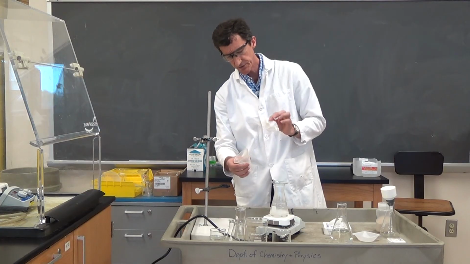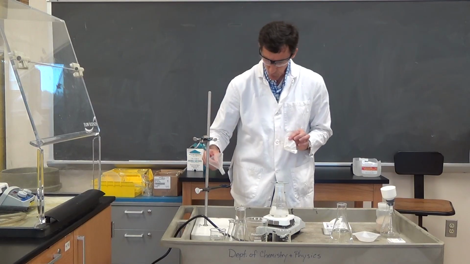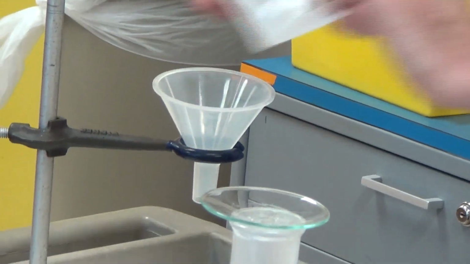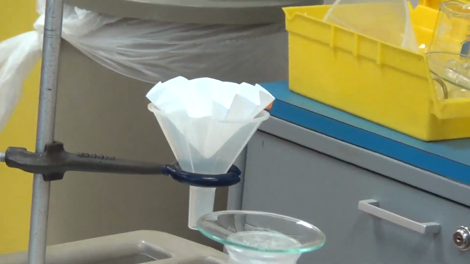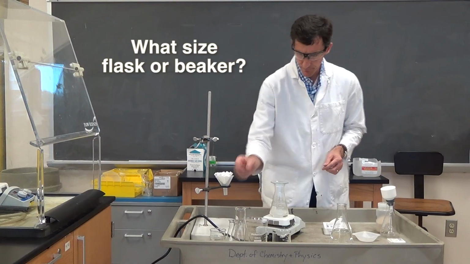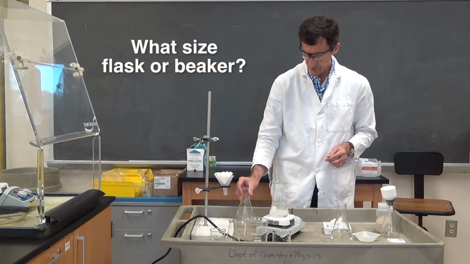By the way, this is your plastic gravity funnel. It's supported in your hood by what's called a ring stand there. And then of course we're going to filter this into something. Now what size do we filter into? Do we want to use a large?